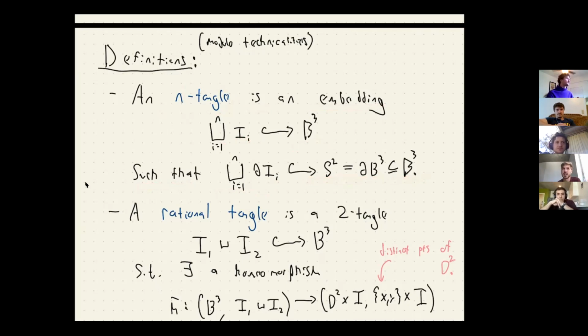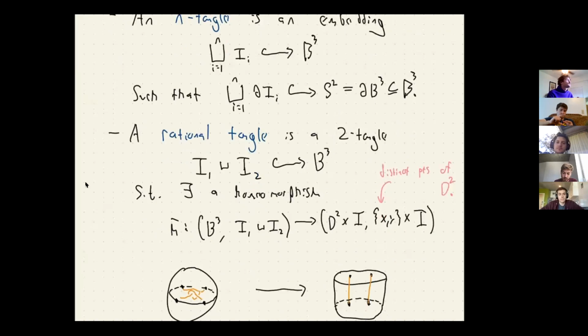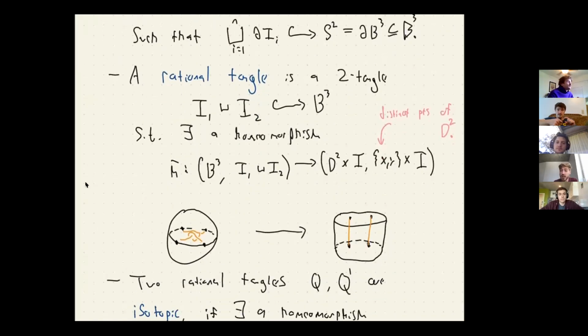And so you can imagine that all these strands are sitting inside of this ball, and they're all kind of tangled up, an entangle. So a rational tangle is a specific type of two tangle. So two tangle, we're just mapping two arcs into the ball. And it satisfies a property that once you put the arcs in there, there's a homeomorphism of the ball with the disk cross the interval. So it's a homeomorphism of pairs, which sends the two arcs to like a 2-point set cross the interval sitting inside of the disk cross the interval.